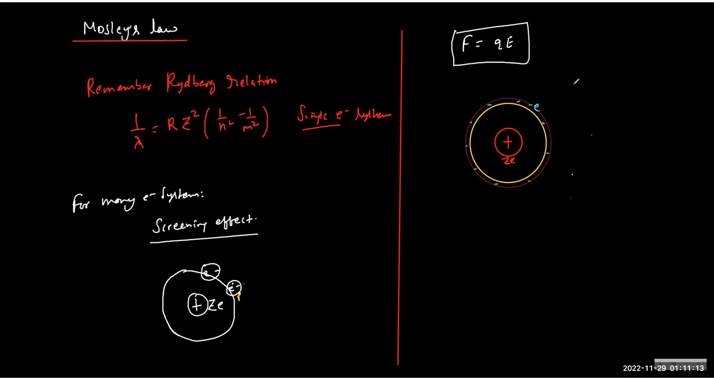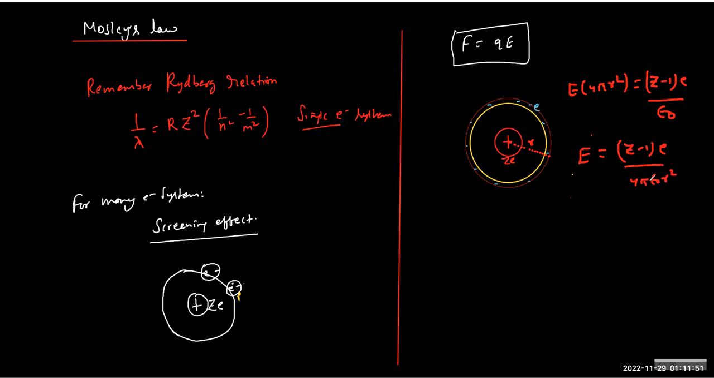As per Gauss law, you can say E into 4 pi r square, the flux, equals to how much Q enclosed? What is Q enclosed? Ze minus e, Z minus 1 into e, isn't it? By epsilon naught. So basically the nuclear force is no longer what we thought earlier.